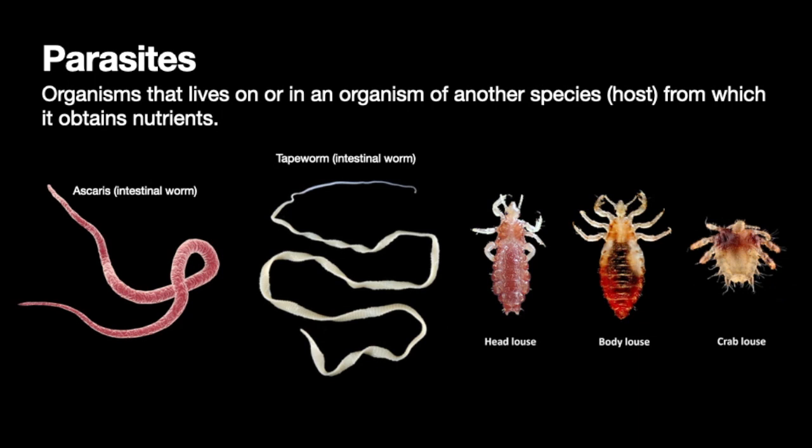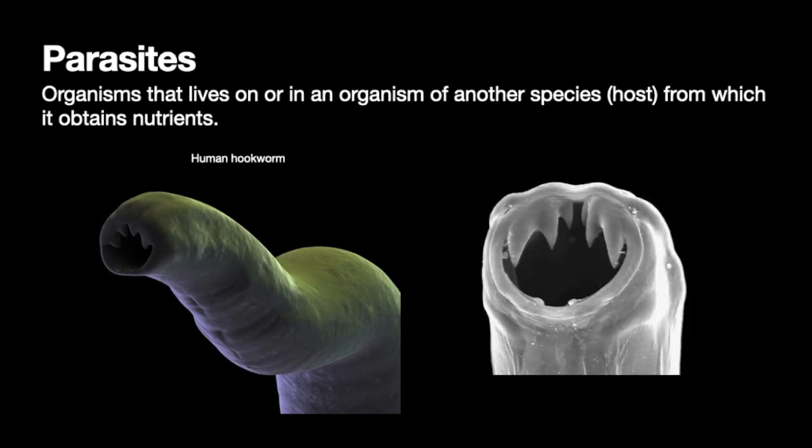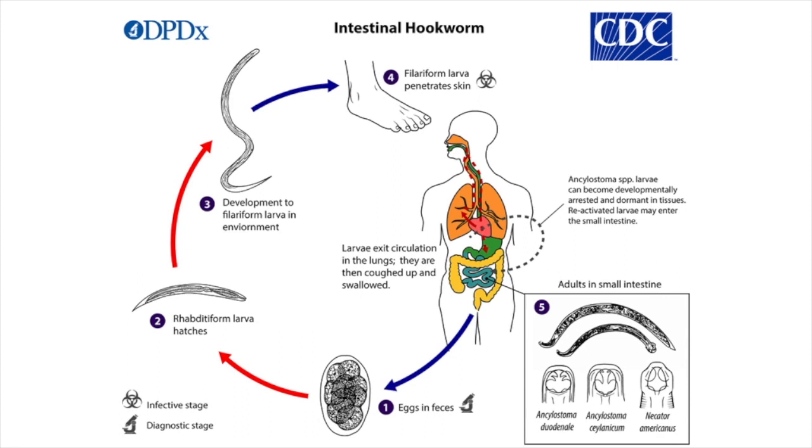Many are transmitted through contaminated soil and make their home in the intestines of mammals. For example, the human hookworm. Human hookworms are nematodes that live in warm and tropical climates throughout the world. I'm pretty sure that they're called hookworms because of the teeth-like structures at the openings of their mouth. An estimated 700 million people worldwide are suffering from a hookworm infection, and they get infected mostly by walking barefoot in contaminated soil.